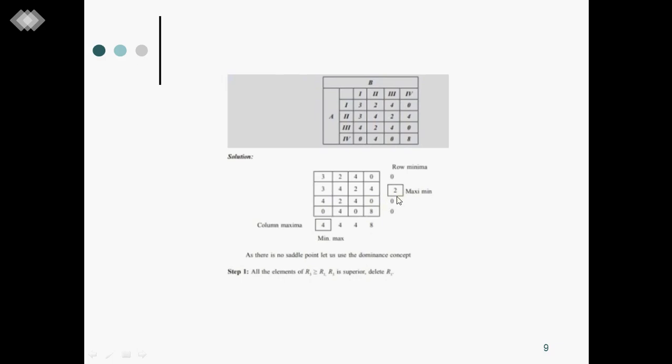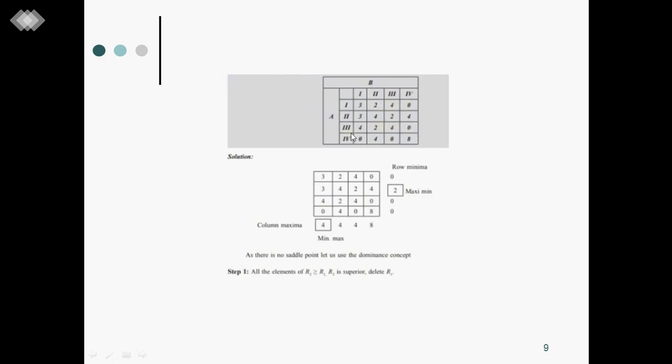When it does not have a saddle point, the next approach is the dominance concept, that we are using now. So first let us apply row dominance, then column dominance. Because it is 4 cross 4, you can compare randomly by observation. Third and first: 4 is greater than 3, 2 is equal to 2, 4 is equal to 4, 0 is equal to 0.